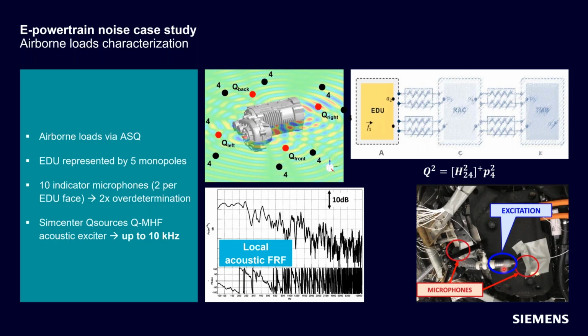And then at the same time that we perform these measurements at each monopole surrounding the EDU, we can also directly measure the acoustic transfer function on the trimmed mass body. So we put a microphone inside the vehicle, and at the same time, for convenience and to reduce the measurement time, you can also get the target transfer function. Again, this method works quite well. There are not really too many drawbacks to ASQ, which is why we tend to basically always use it. And one of the benefits here is that this QMHF works up to 10 kilohertz. So you can cover a very wide frequency range, including high frequency acoustic phenomena, using this ASQ approach.